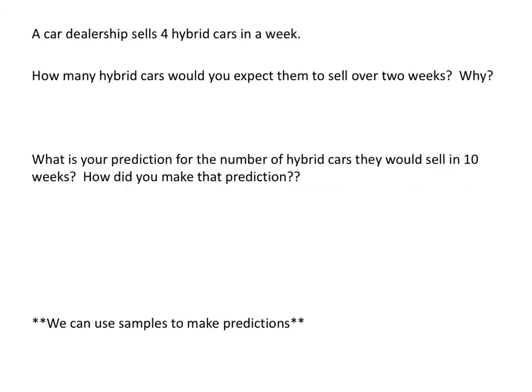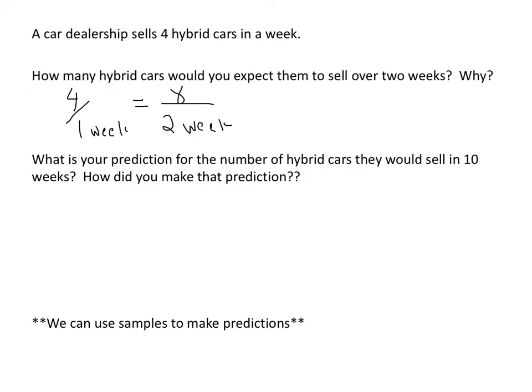Now I want you to read through these following situations and see if you can answer the questions on your own, and then check your work. A car dealership sells 4 hybrid cars in a week. We want to know, how many hybrid cars would you expect them to sell over 2 weeks, and why? Well, if they're selling 4 in 1 week, we can think about scaling like we've been doing. Since 1 times 2 is 2, 2 times 4 would be 8. So we would expect them to sell about 8, because it'd be double the amount of weeks.